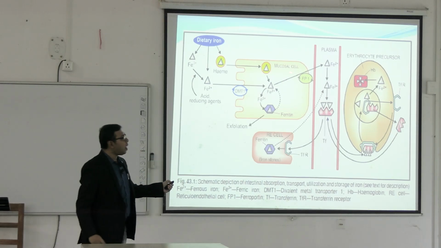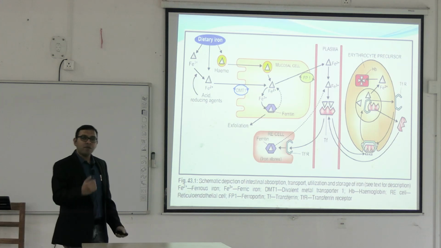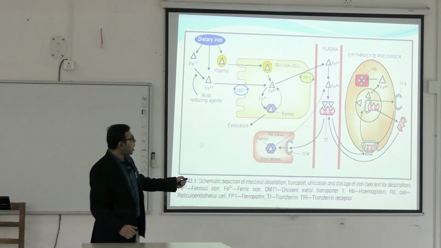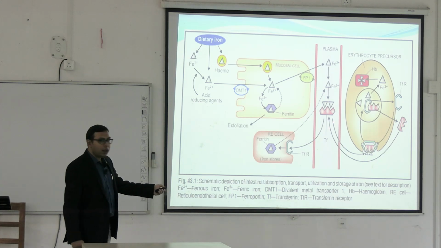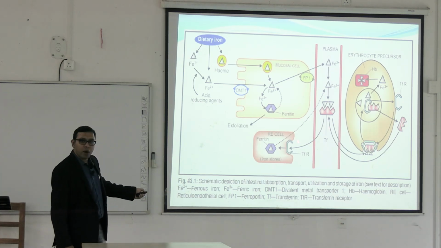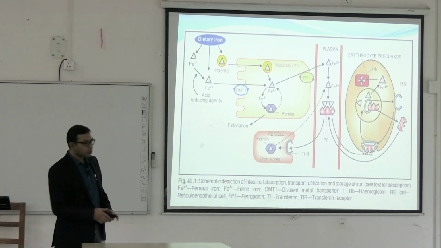So here the main regulator is hepcidin, and then the hepcidin converts the ferrous to ferric iron. That ferric iron binds with this transferrin. That transferrin ultimately goes to different cells like reticuloendothelial cells and also within the bone marrow erythrocyte precursors, so that the RBC can be generated.